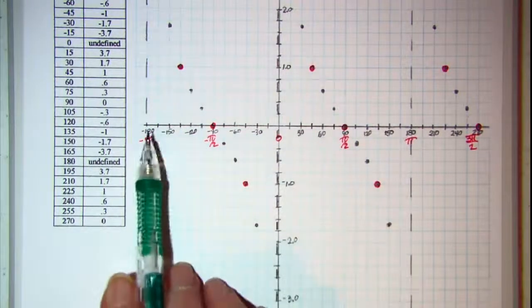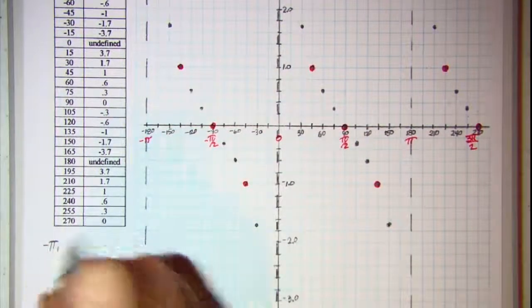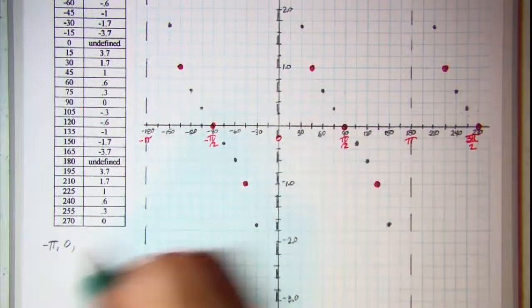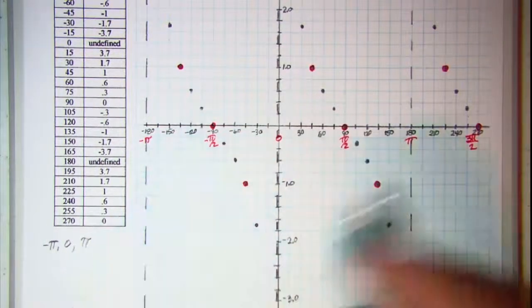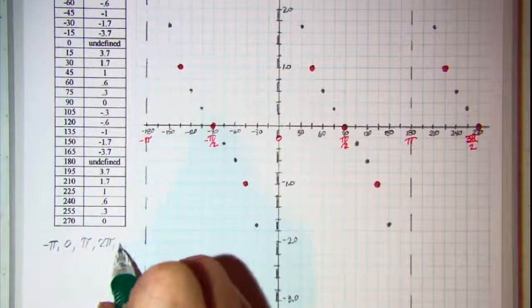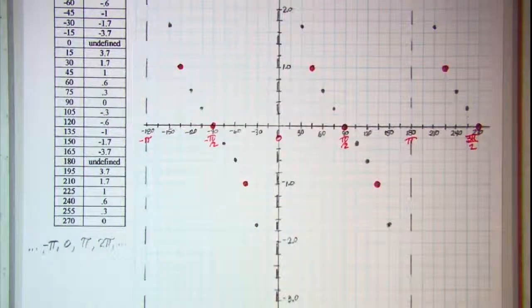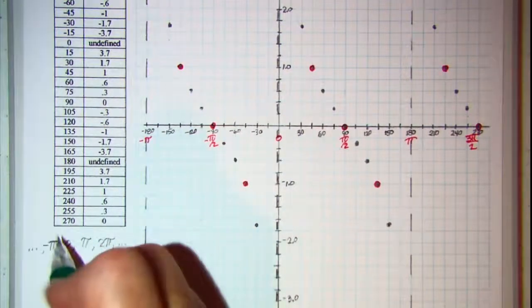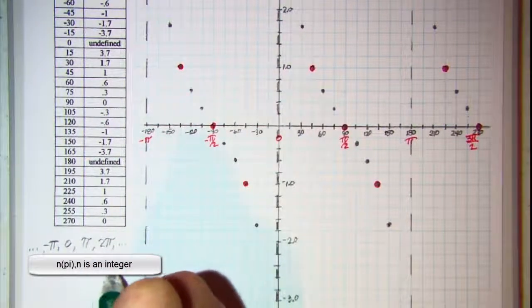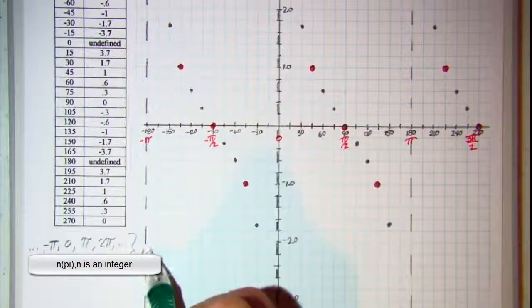So I have asymptotes at negative pi, and then 0, and then pi, and then my next one would be 2 pi, and so on. It's a periodic function, so it continues this pattern. So my asymptotes occur at n times pi, where n is an element of the set of integers. So this is where my asymptotes occur.